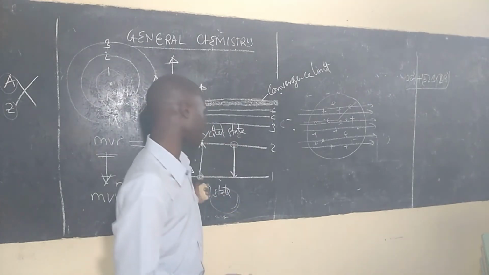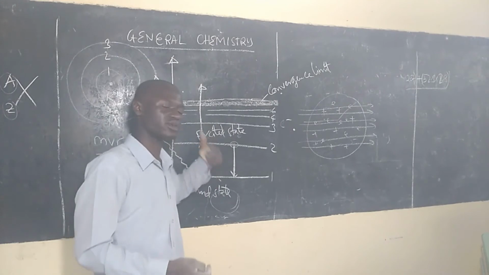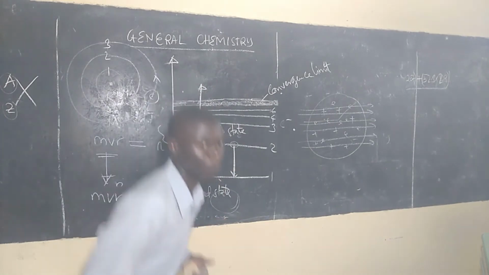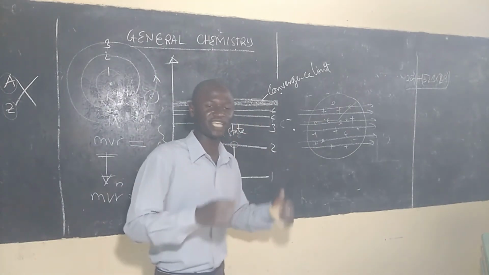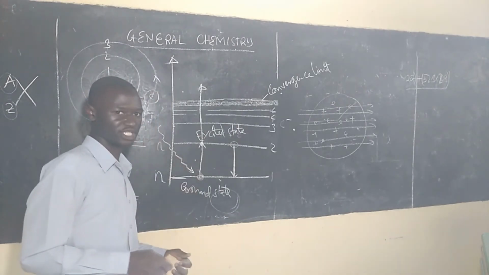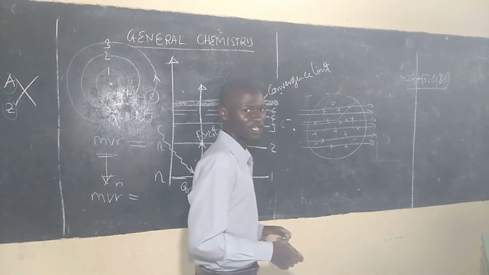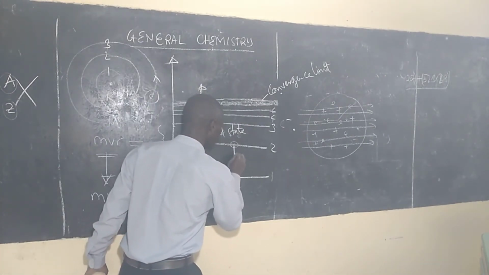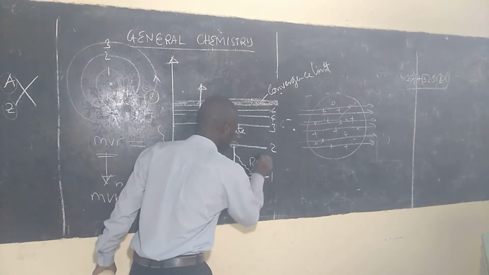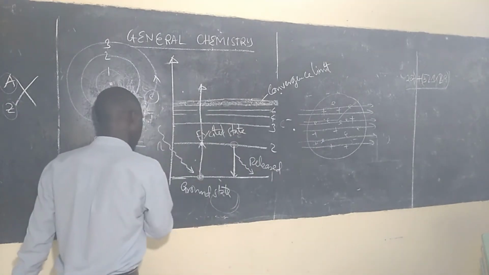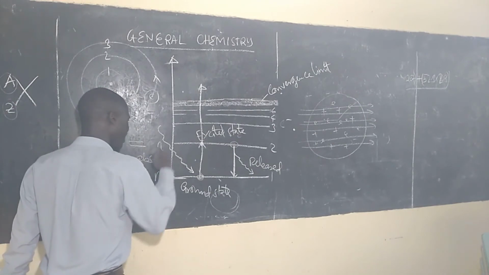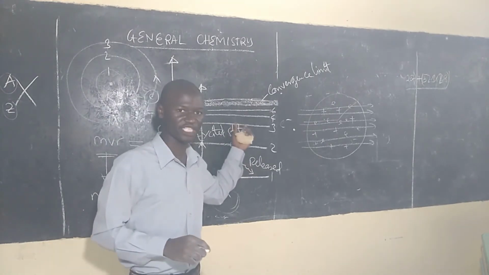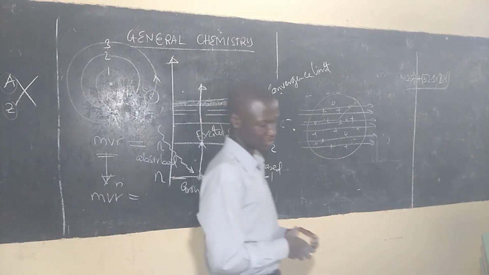So electron inaweza absorb energy, ikawa excited kwenda kwenye other energy level. Tunasema ina jump to other energy level. When it jumps to other energy level, it absorbs energy. But when it falls back from the other energy level, it releases energy. So here there will be energy released. So here energy is absorbed when it is jumping to higher energy level. But when the electron jumps from higher energy level to lower energy level, it releases energy.